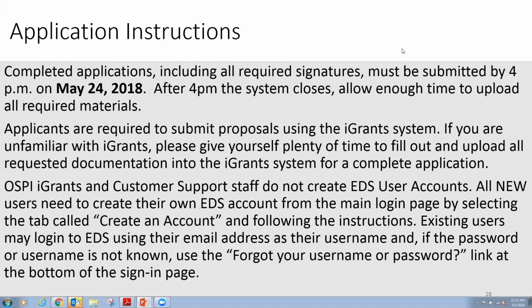So all new users will need to create their own what's called EDS. EDS is the system where the iGrant sits. Sorry for the acronym, but it doesn't probably make sense to you, but it's our whole online system of a variety of different things besides iGrants. So you go into that system, you create an account, follow the instructions, and submit some requested information, and a password, and then you'll have an account set up.